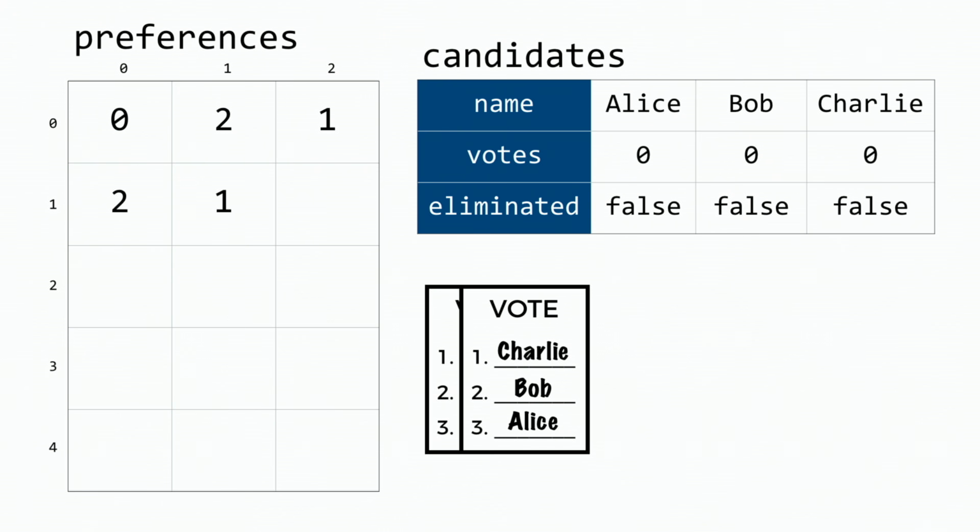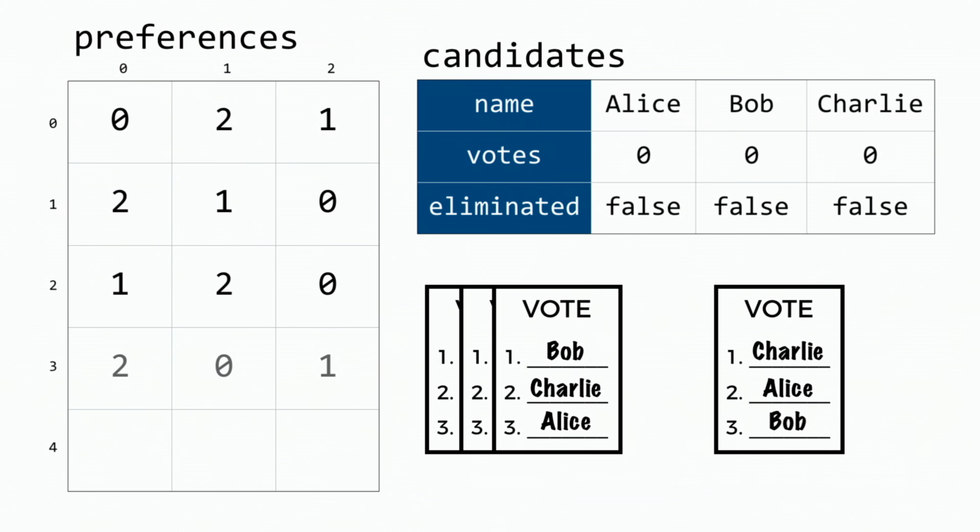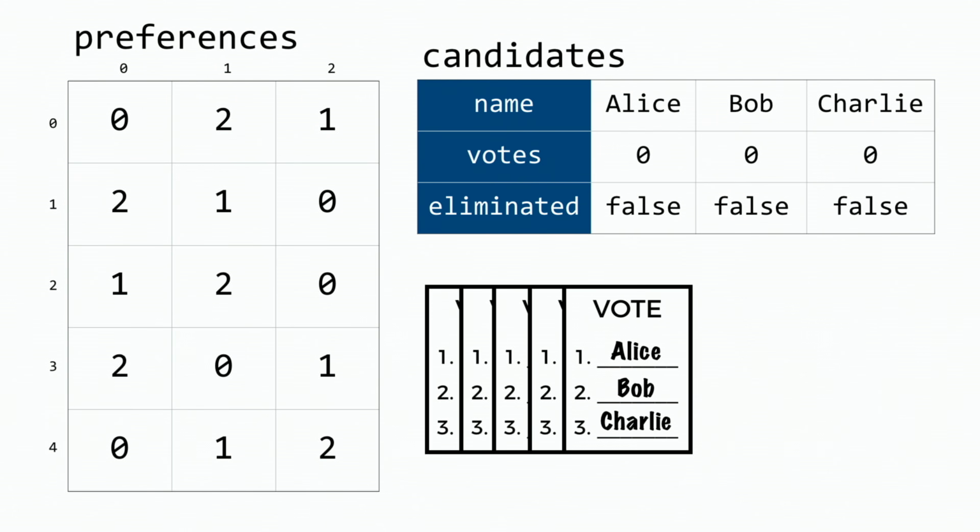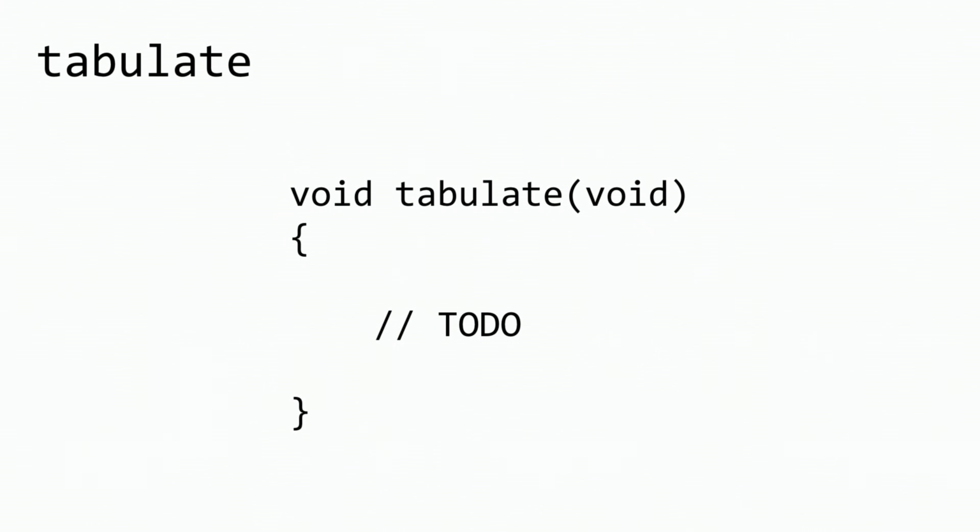Bob is the second preference, who's at index 1, and Alice is the third preference, who is the candidate at index 0. And we're going to do the same thing for each remaining voter who votes in the election, until by the end of it, we've filled in the entire preferences array for each of the voters and for each of their preferences. Next up is the tabulate function.